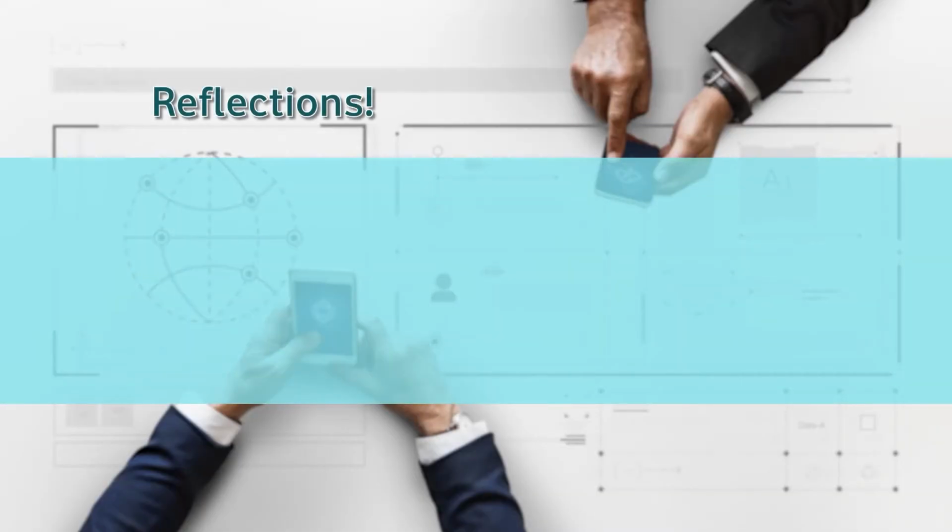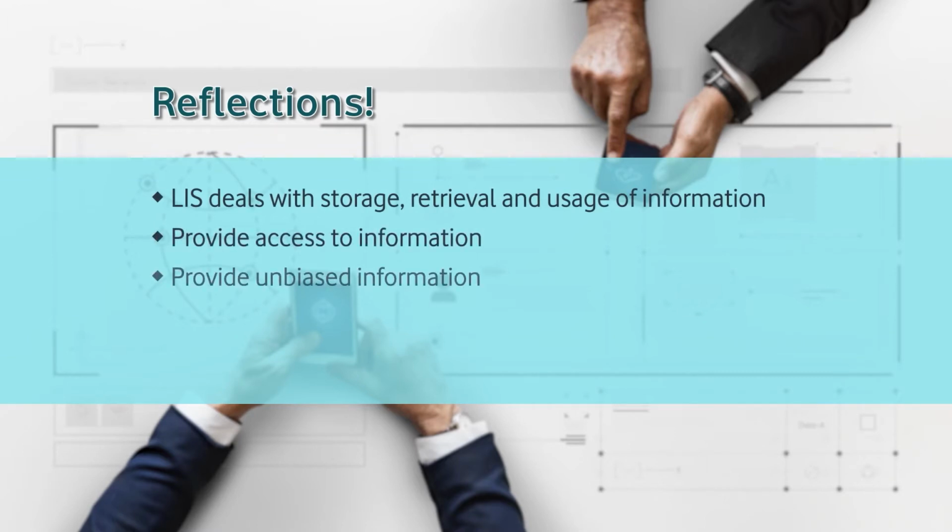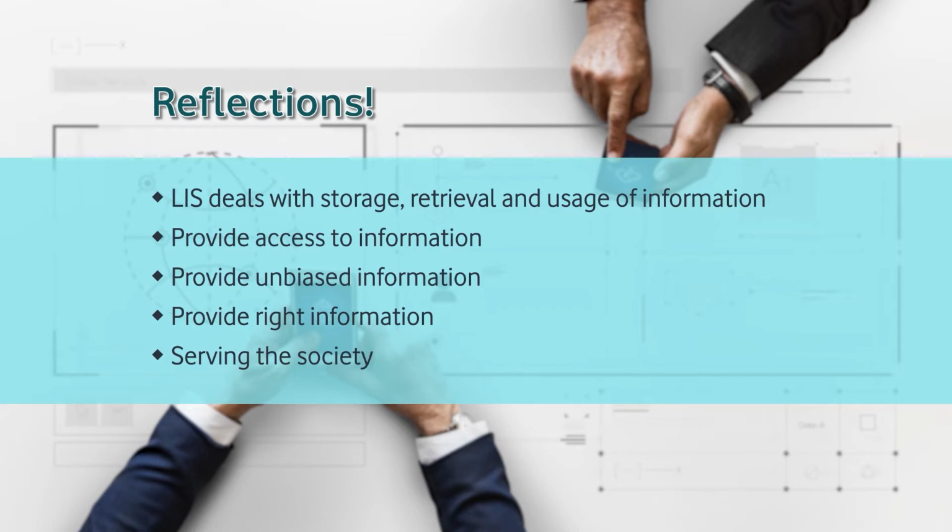And so the reflection is what we have just covered. One is that library and information science deals with storage, retrieval, and usage of information. And the primary purposes, as I have just mentioned, are that it provides access to information, provides unbiased information, provides the right information, and serves the society. So these are just the reflections of what we have just covered so far.